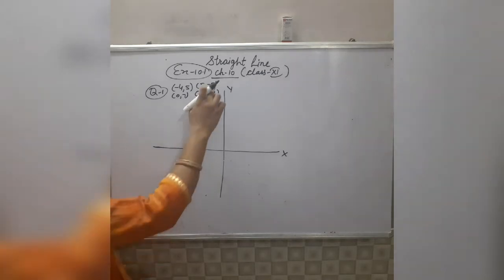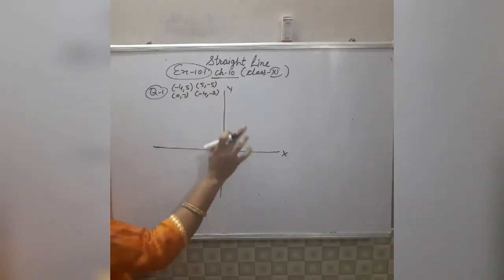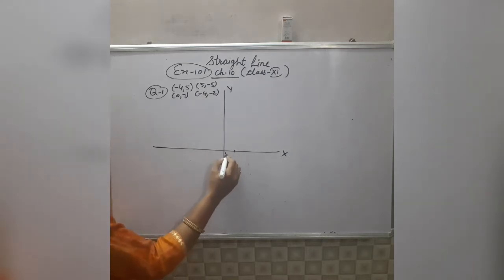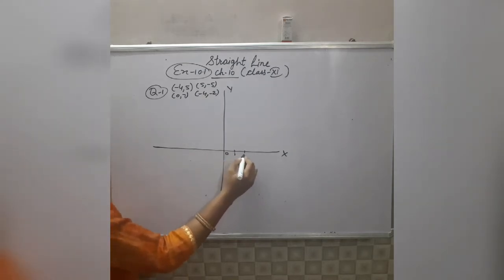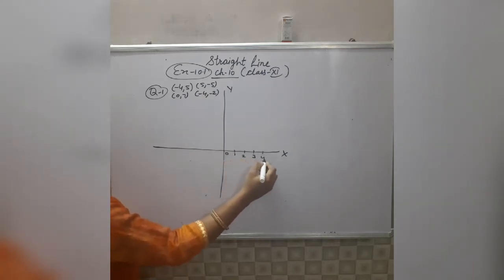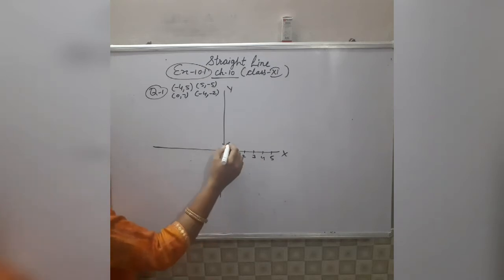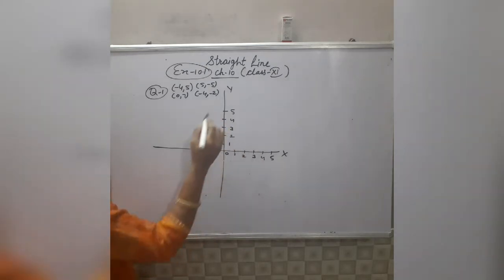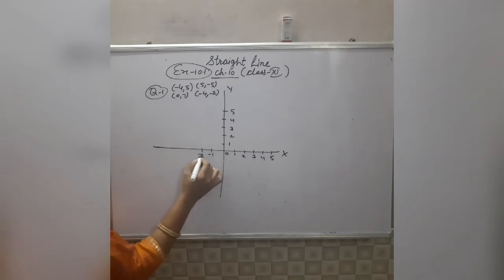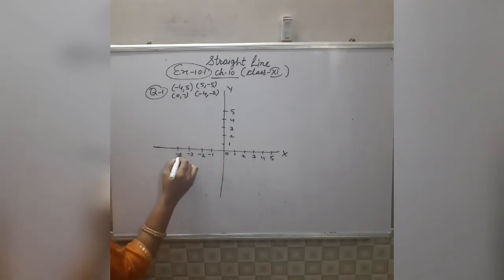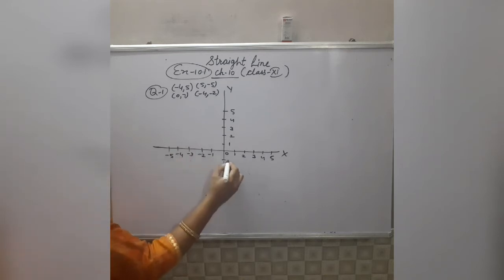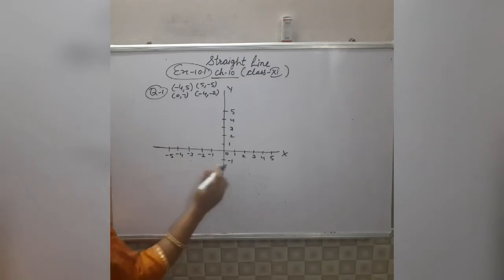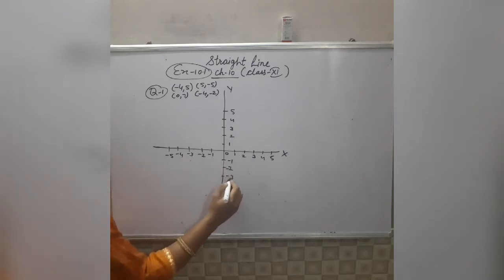So we have to take maximum value of x and y up to 5. Let us suppose this is origin, value of x is 0. This is positive direction of x-axis. This is positive direction of y-axis. All of you know about this. This is negative direction of y-axis. This is negative direction of x-axis.